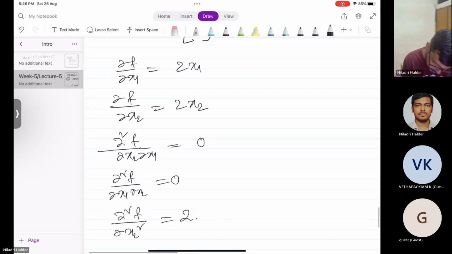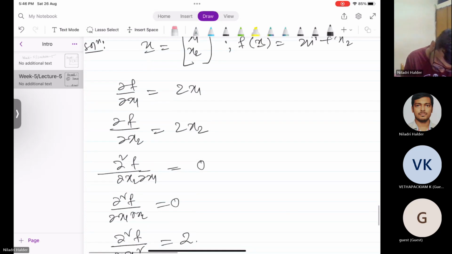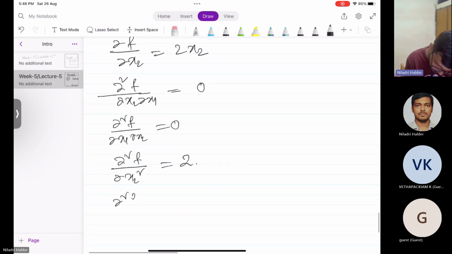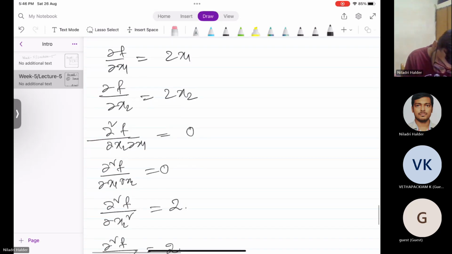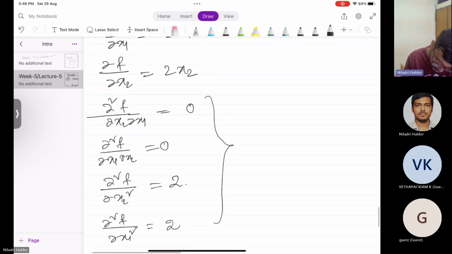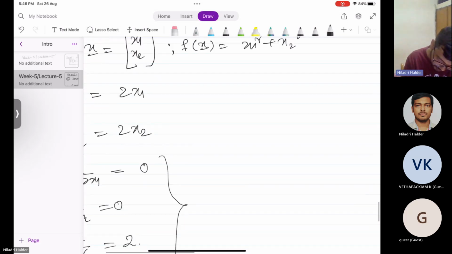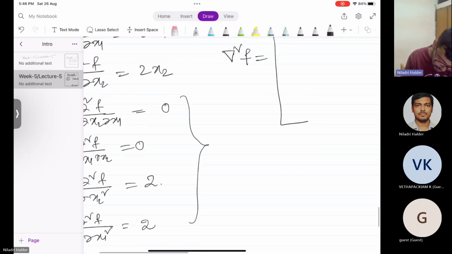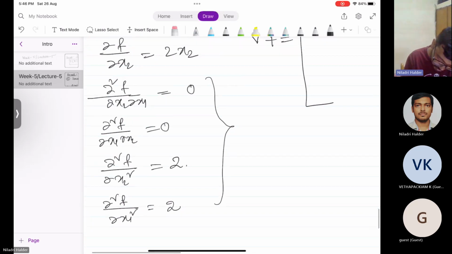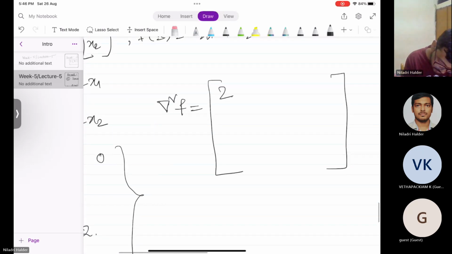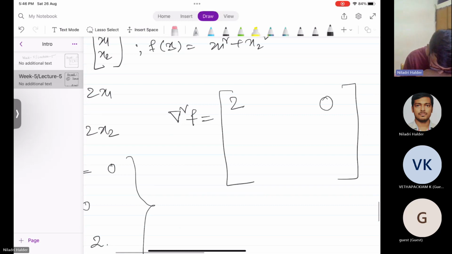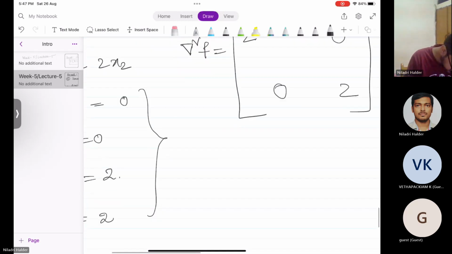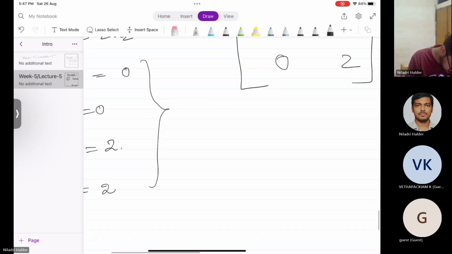Okay. And one more thing is there. So del²f/del x1² is equal to 2. These are all four derivatives. So 1, 2, 3, 4. This will be helpful. So now what will be the Hessian? Hessian is, so first del f², so this 2, 0, 0, 2.